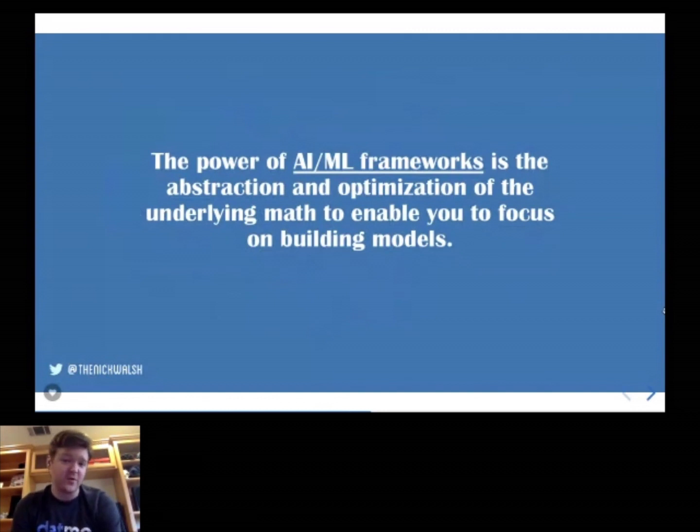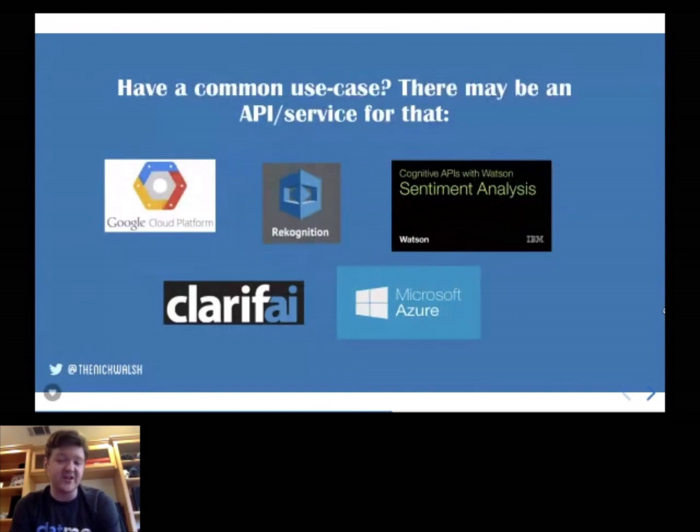And then if you have a really common use case, there may be an API or a service that already does that. So let's say, for example, that you want to do something like sentiment analysis, either for text or for faces in an image. Well, that's a problem that's very well known. There are lots of people working on it. So there are actually APIs and services you can pay for to already do that.